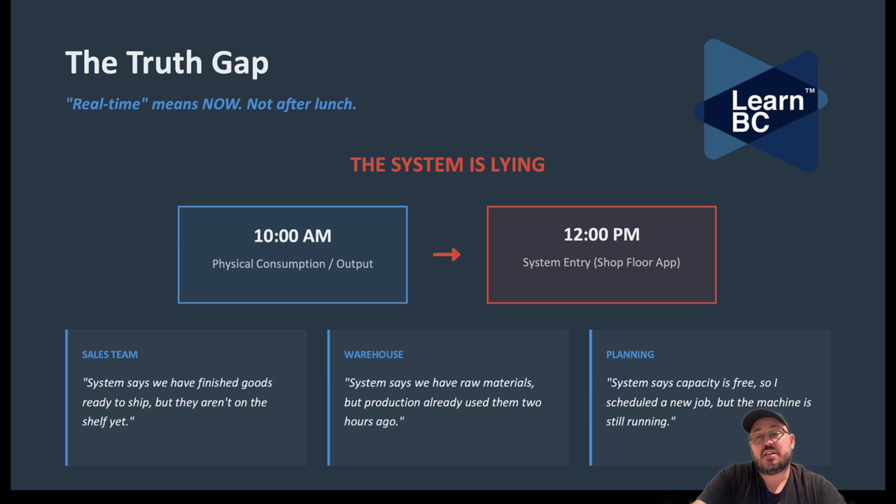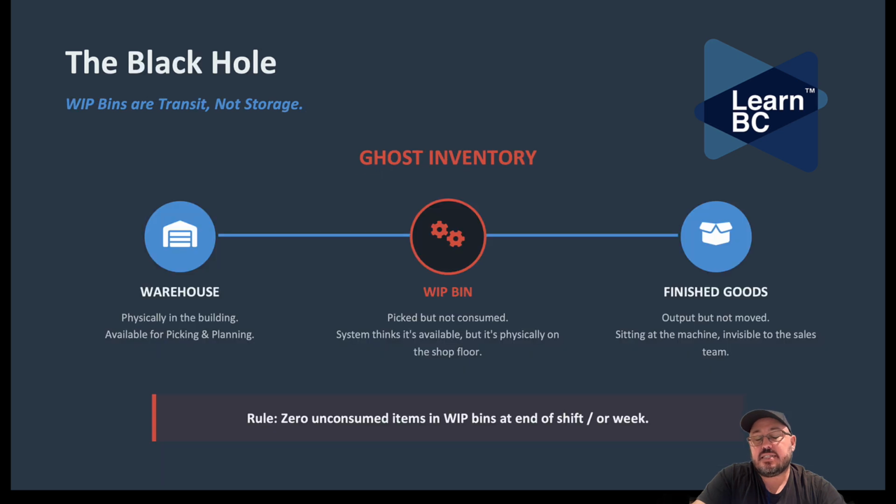So the first thing here in our principles, before we get into the SOPs, is chasing the truth. We've got to get rid of the truth gap. The second thing is avoiding the black hole. We have a warehouse, we have work in progress bins, we have finished goods. The warehouse is physically in the building, available for picking and planning. That's where we start, but we move into this WIP bin. We pick it, but it's not consumed, and then we leave it there. Or maybe we use it on the job, but we don't consume it in the system. The system thinks it's available, but it's physically on the shop floor or it's being consumed.